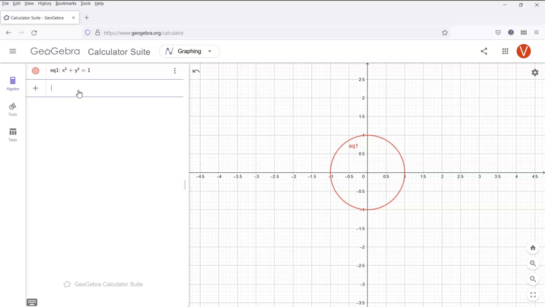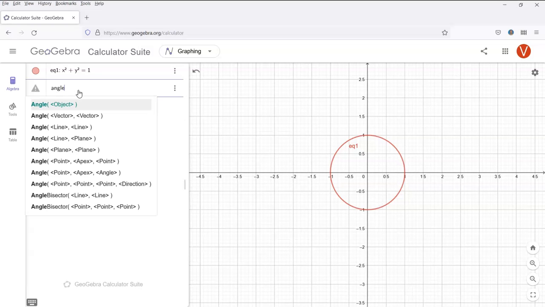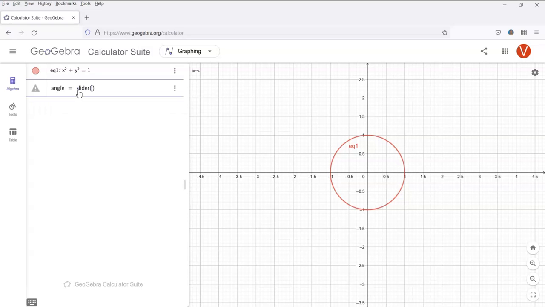Let's define a variable called angle. Angle is equal to slider. Basically, it's a sliding mechanism by which we can change the angle. Its starting point would be minus pi by 2 and the end point would be pi by 2. And when we slide it, it should change the angle by 0.1. Okay, so we have got the angle now.